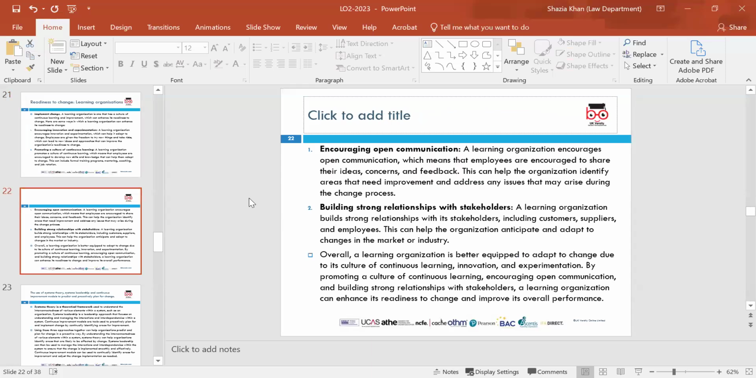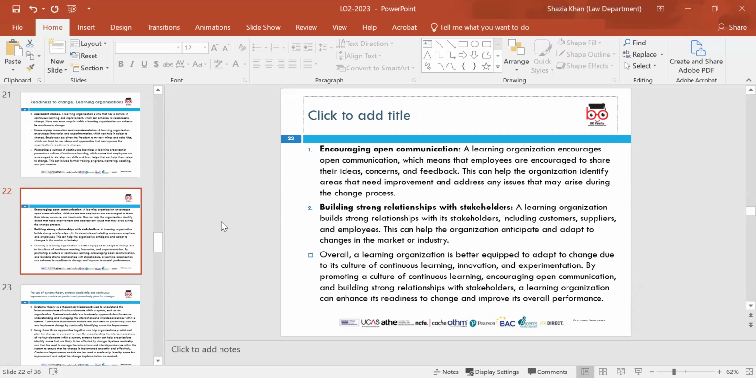Encouraging open communication is really important in any organization, to get employees to work together, share ideas, give feedback and identify areas for improvement. You can learn from different people, as different people have different perspectives and ideas. So trying to collaborate helps.